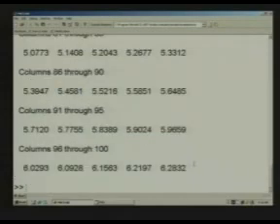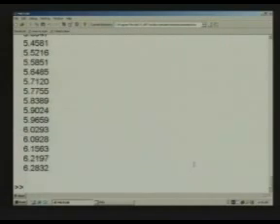So x is a row vector. If you want to make it a column vector, you can just transpose it, and it becomes a column vector.